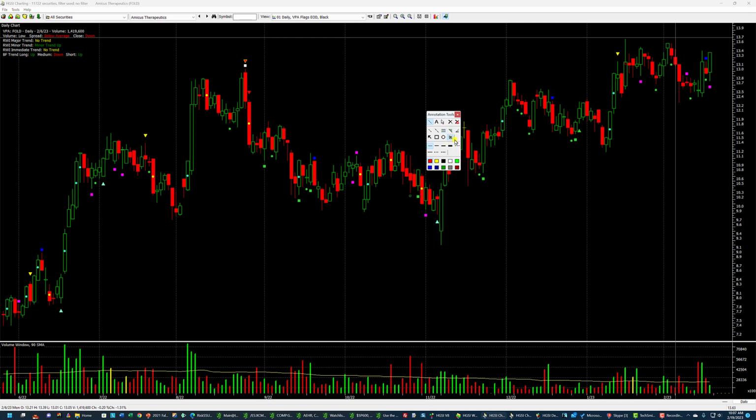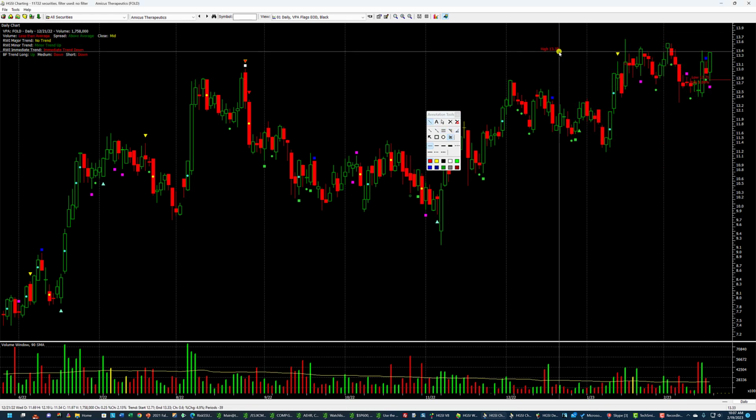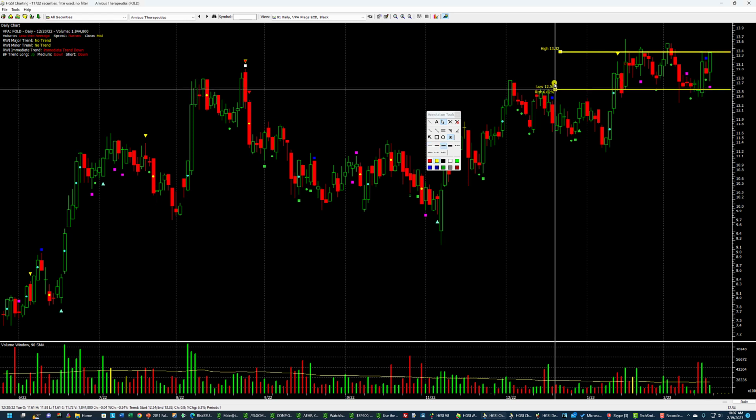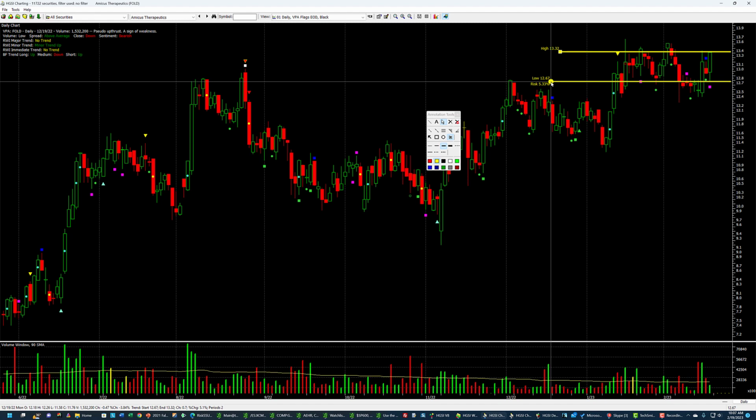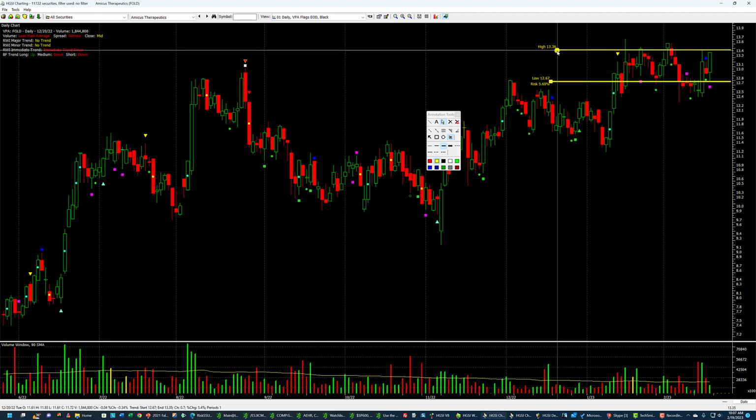You bring up this tool here, click on R, make sure that these two are selected, and then you could just do this. I'm going to change this to yellow, so I'll click on this and change this to yellow, and I'll make it a little thicker so you can see it. And then you can drag these out to clear that area.